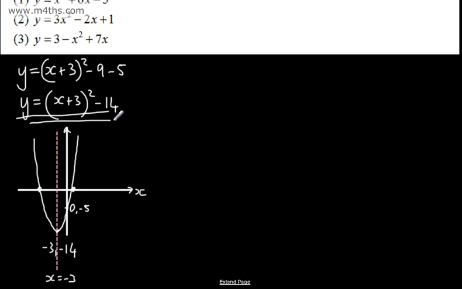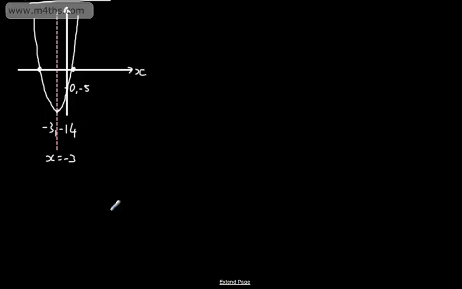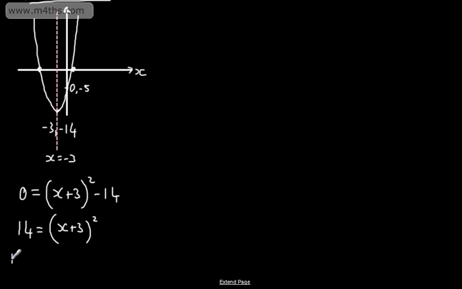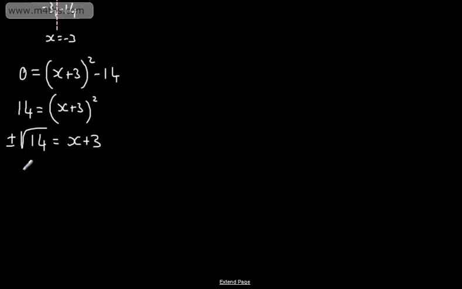So we can pick it up at this stage, and we could say now that 0 is equal to the x plus 3 all squared minus 14. So adding 14 to both sides, that's going to be equal to x plus 3 all squared. Square root in both sides, plus or minus the square root of 14 is equal to x plus 3. And then finally subtracting 3 from both sides, -3 plus or minus root 14 is going to give us the value of x. We can't break this down any further as it's a simplified surd.